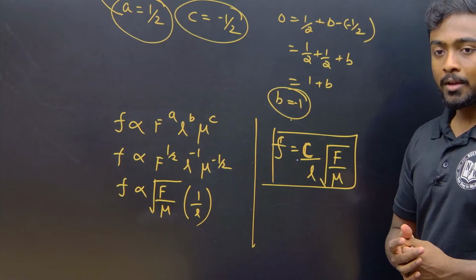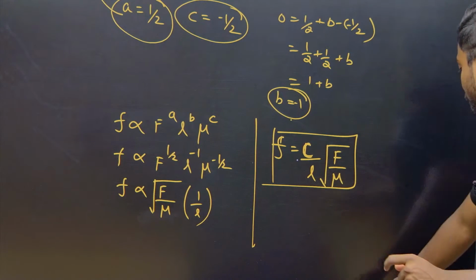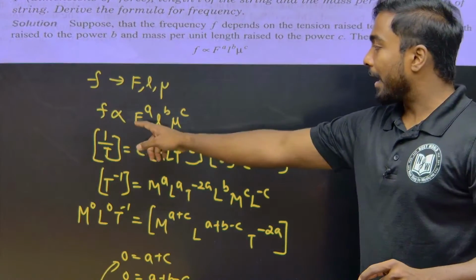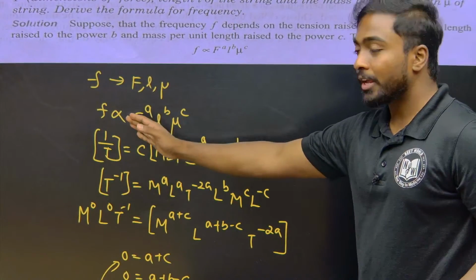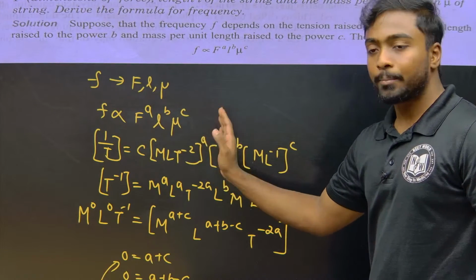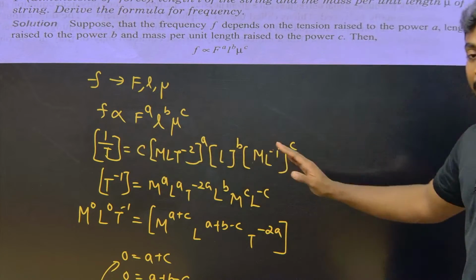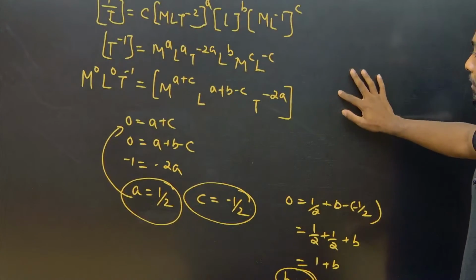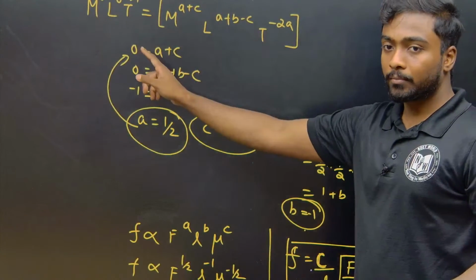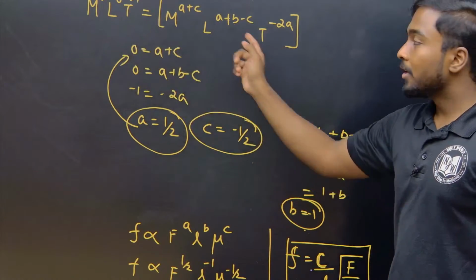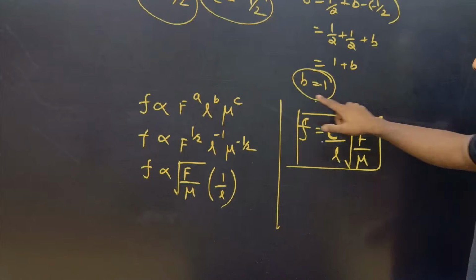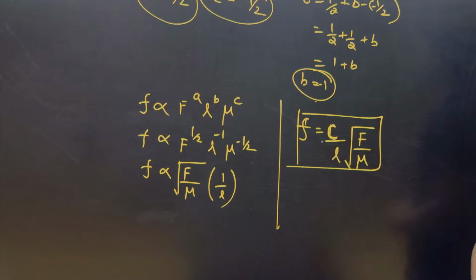Any doubt here? So I need to take f directly proportional to F, L, mu. Then write the dimensional formula. After writing the dimensional formula, I need to equate the right hand side and left hand side powers. I will get the values of the powers. So substitute the values of the powers here, and you will get the formula. Any doubt?